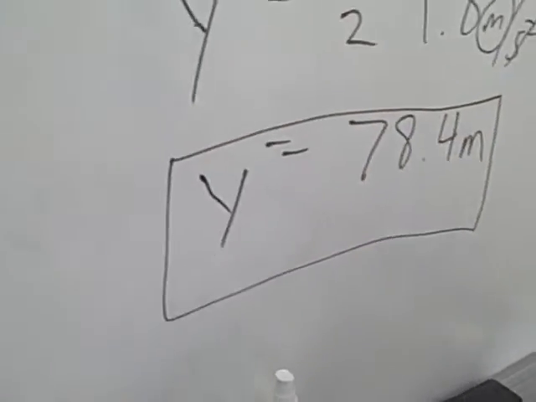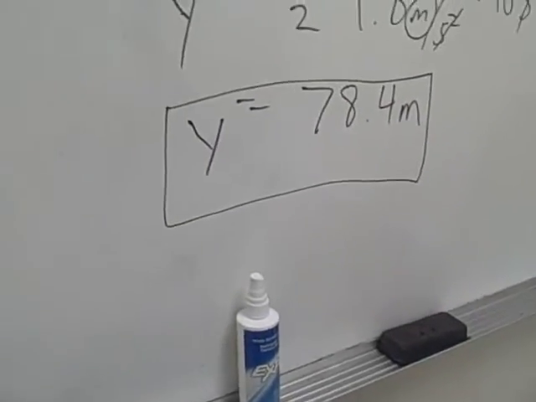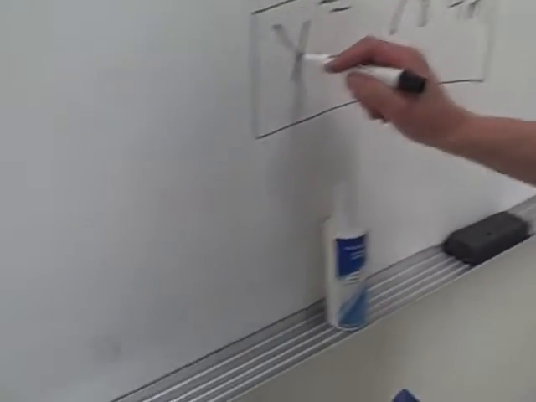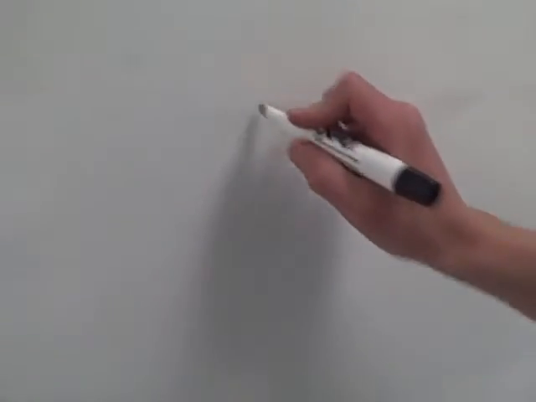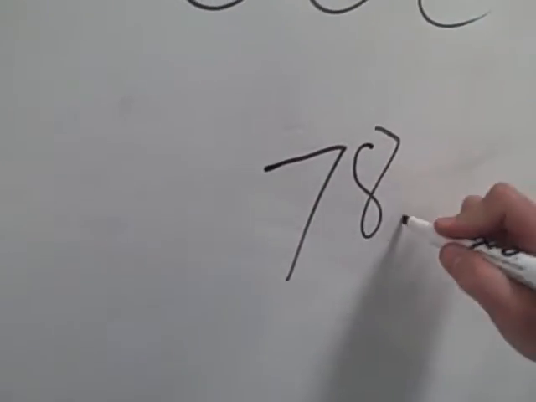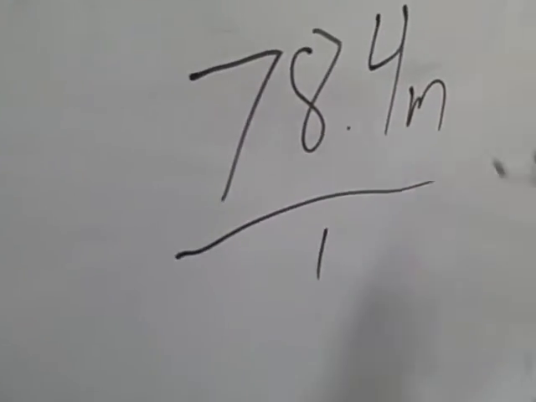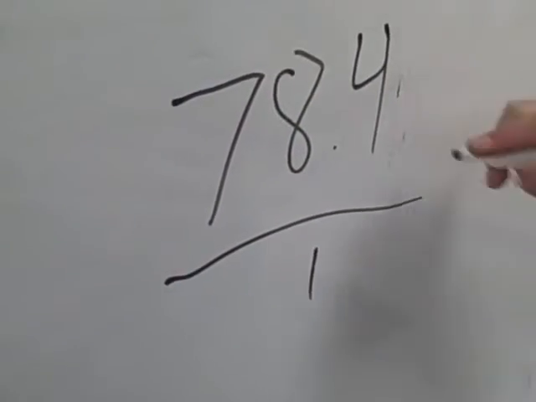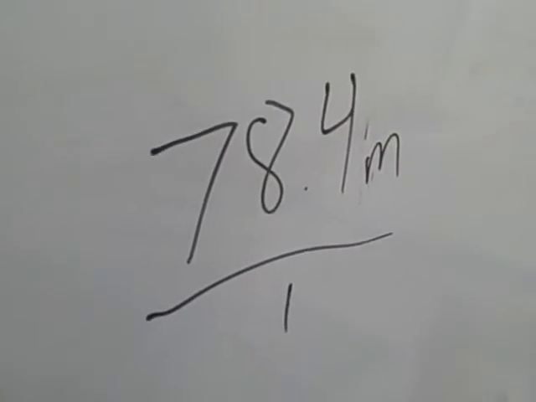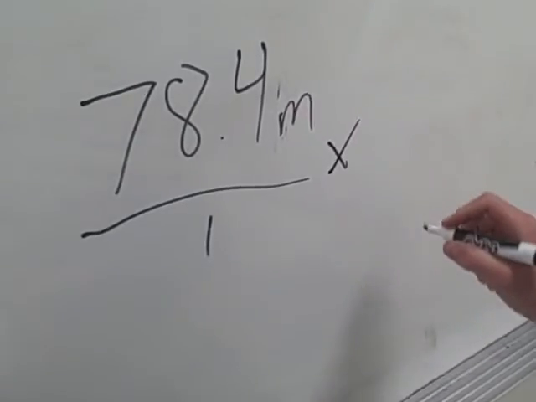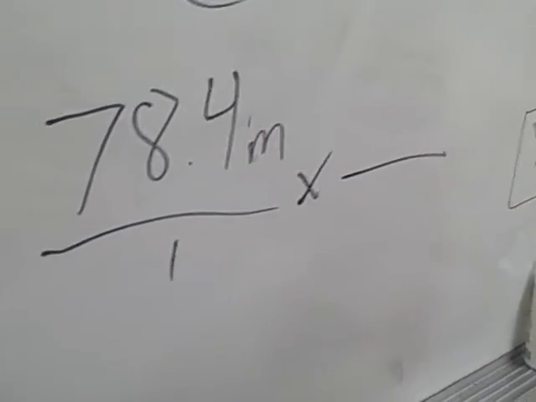What is that in feet? Looks like we'll need some dimensional analysis. So we're going to take our 78.4 meters and put this over 1. Now we want meters to equal feet. So how will we do that? Well, we have to know how many feet are in a meter. So how many feet are in a meter?